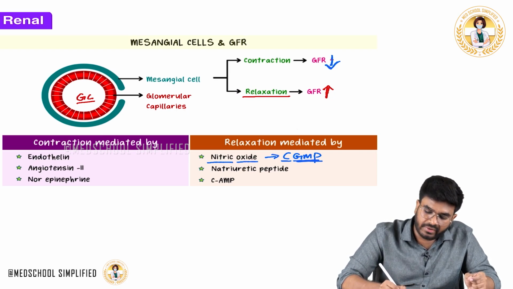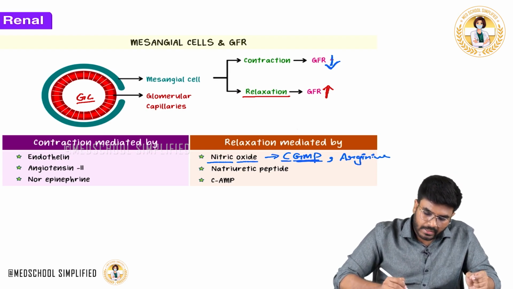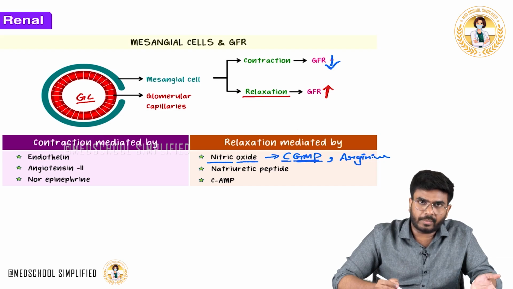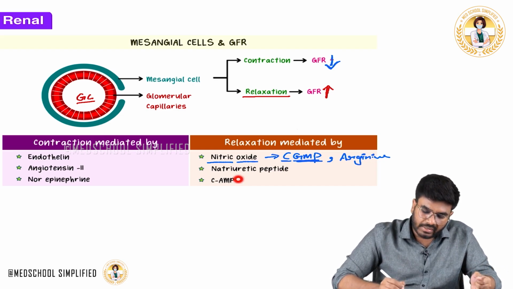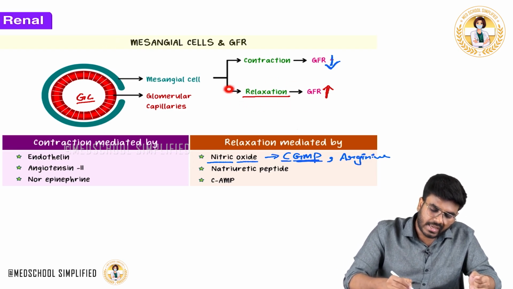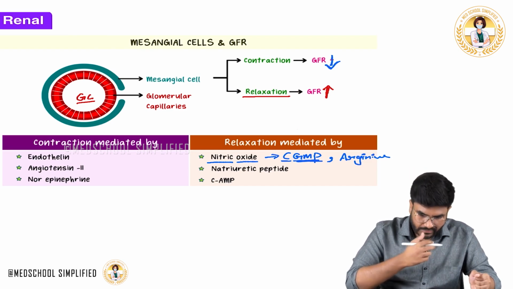Nitric oxide is derived from which amino acid? It is derived from arginine. Okay, it is derived from arginine. Okay, and let's talk about the natriuretic peptide. See, atrial natriuretic peptide, brain natriuretic peptide, which is coming from the atria and ventricles. Okay, so the natriuretic peptides, even cAMP, natriuretic peptide, nitric oxide, all of them will cause the relaxation of the mesangial cells. Relaxation of the mesangial cells will cause increase in the GFR. Okay, increase in the GFR.